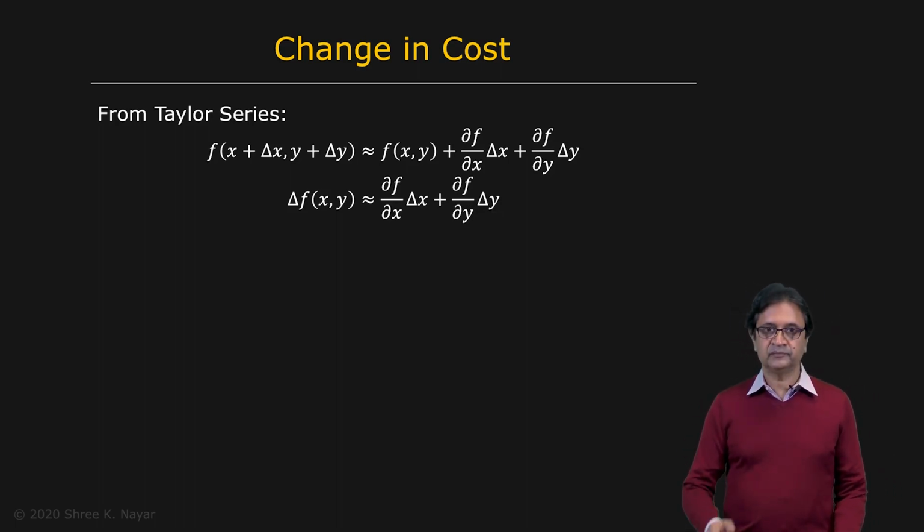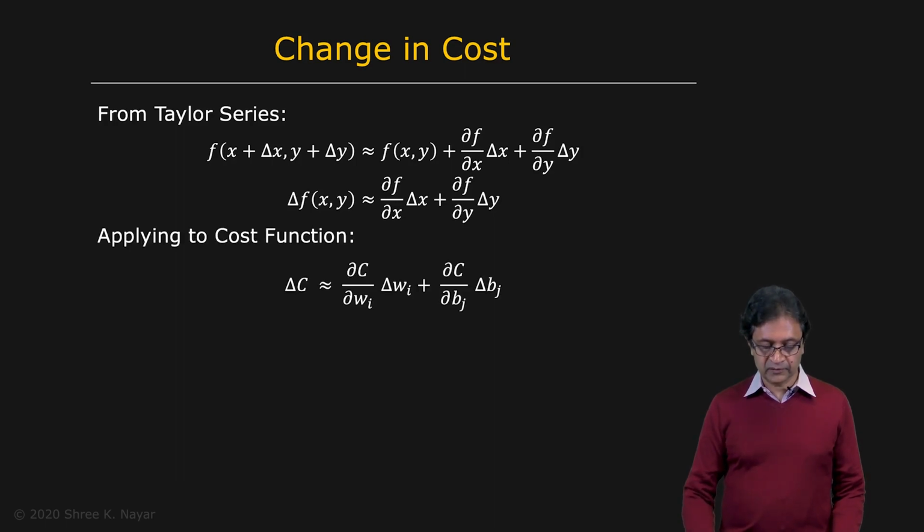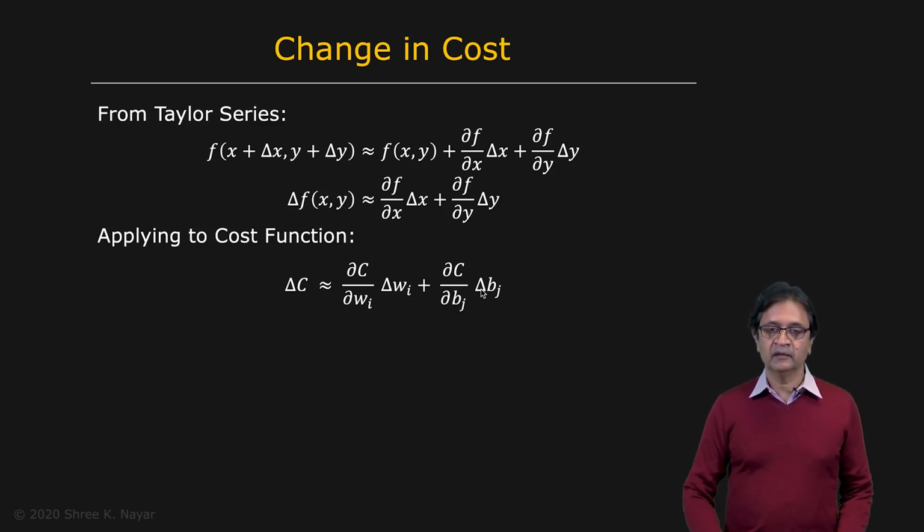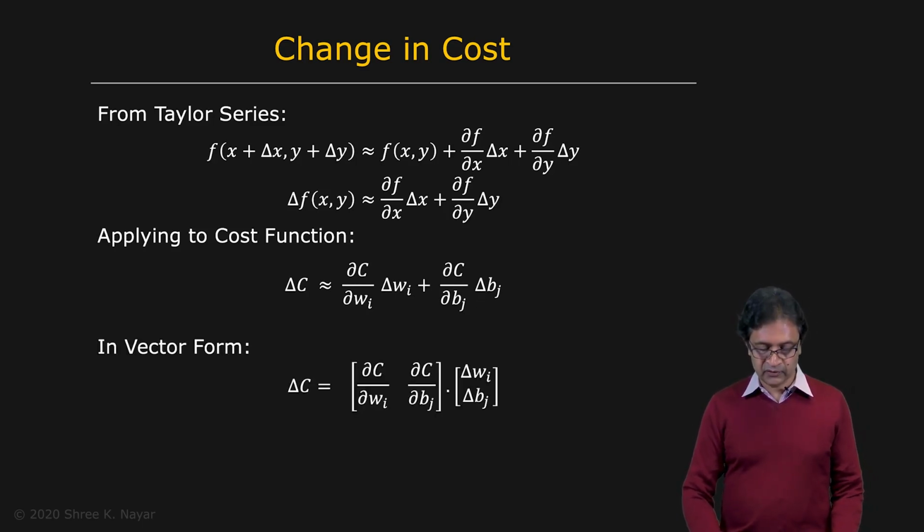So we can now do the same for our cost function. Simply replace f with the cost function and x and y with our parameters Wi and Bj. So you have the derivative of C with respect to Wi times the change in Wi plus the derivative of C with respect to Bj times the change in Bj. This can be written in vector form as follows.